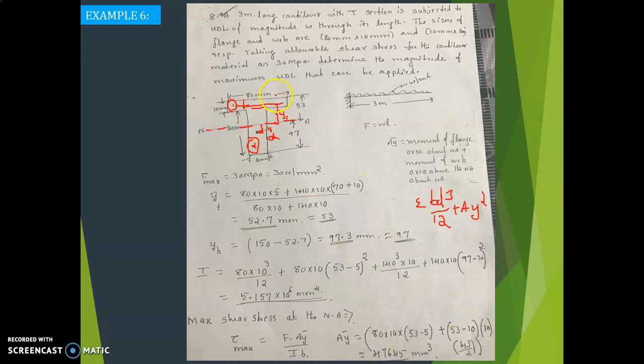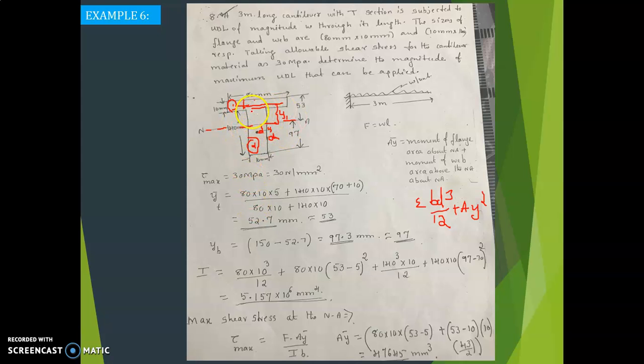What is the first one here? That is the flange area. Now I have to calculate the moment of flange area, that is 80 into 10 into y bar. So what is y bar? From here to here, the distance from CG to the neutral axis, that is 53.5 minus 5. Same thing here, whatever is written here, that one only is y bar here also, but the formula is just A y bar, plus the second one is the web area.